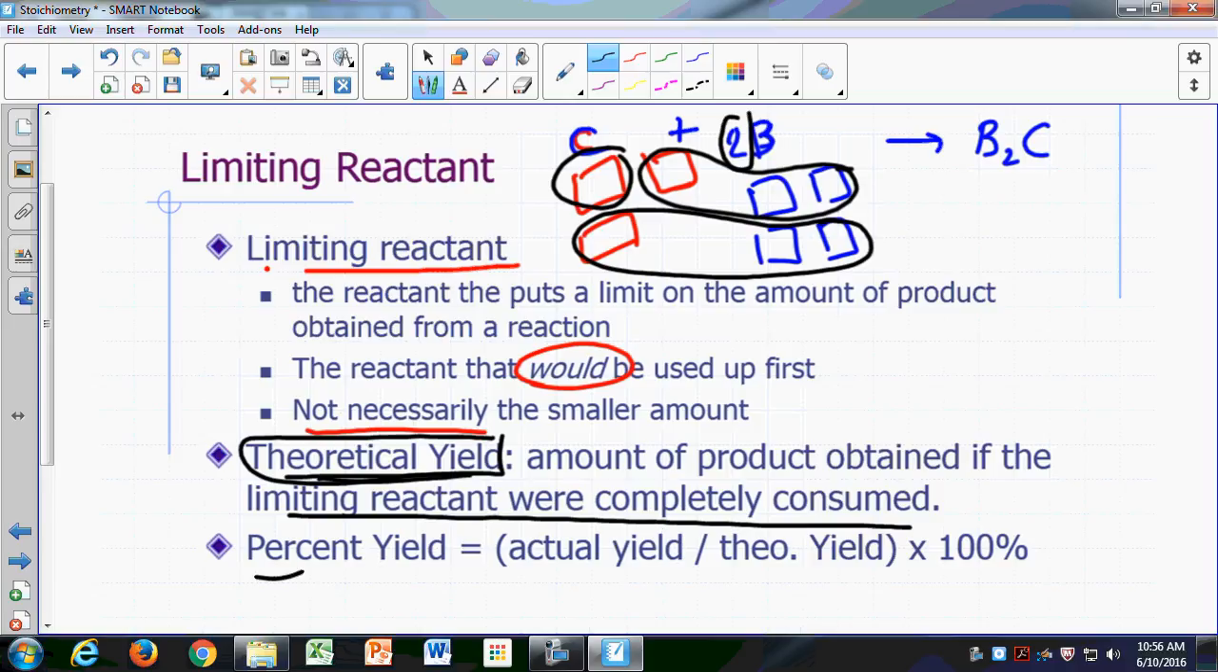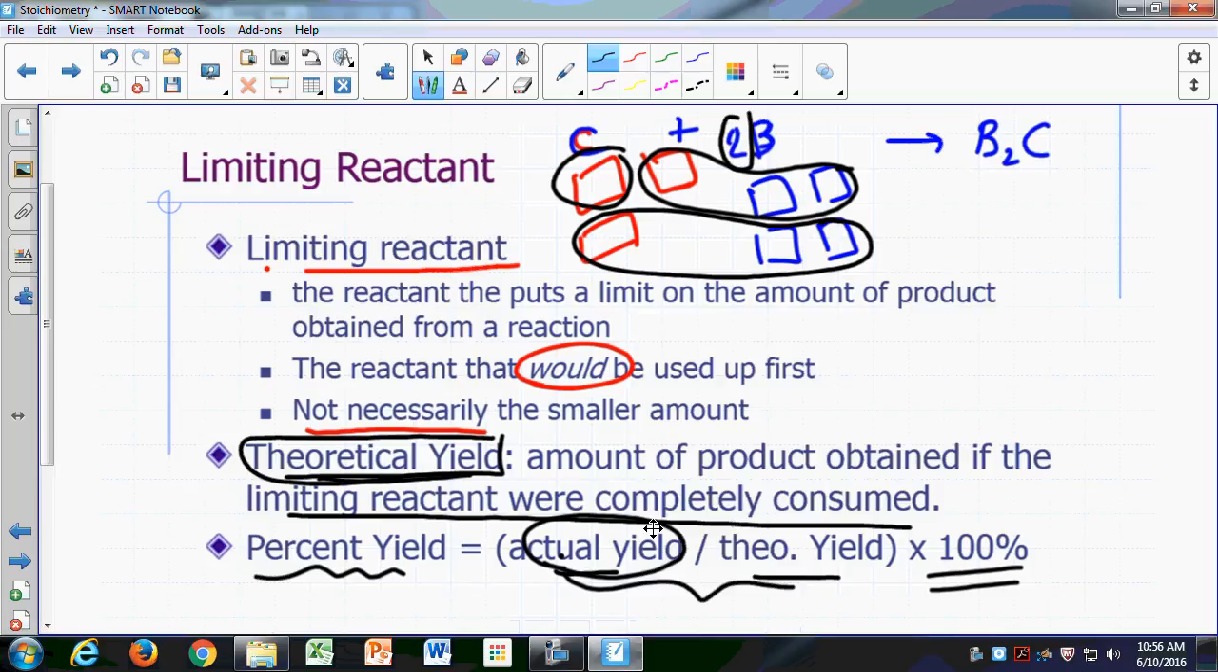Percent yield would be the actual yield compared to the theoretical yield. Theoretical yield is if the reaction went all the way. It may not. Typically, it won't go all the way. So the actual amount of product that you get in the lab, compare that to your theoretical yield. That's called your percent yield. Usually we express that as a percentage, so that ratio multiplied by 100 is your percent yield.